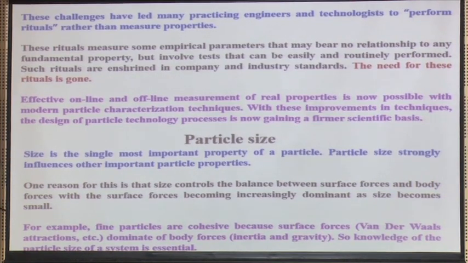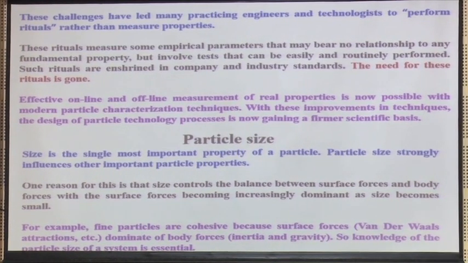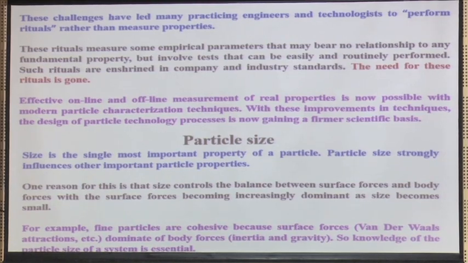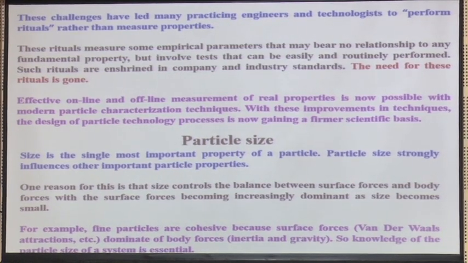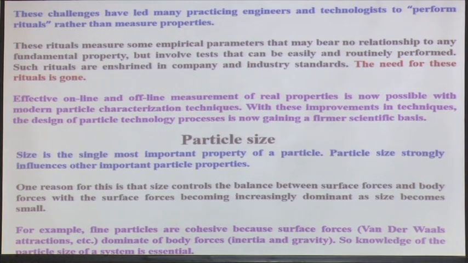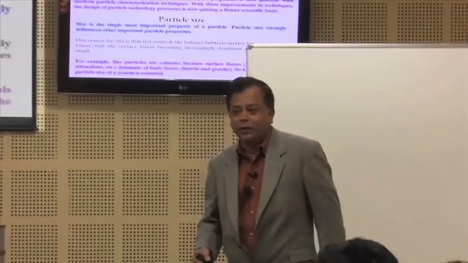But now the technology has advanced and there are tools available, and if you want to have a tailor-made technology developed, you have to measure. Okay. There are tools available, some of which I will discuss. These rituals measure some empirical parameters. Hope you understand what empirical parameters mean. Empirical means an input-output correlation without knowing what is happening inside. It is just a correlation. So you may miss some of the important characteristics of that material if you go by the empirical parameters.